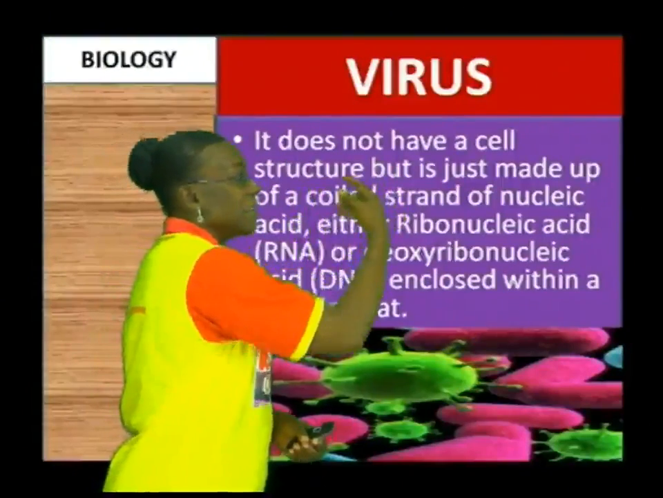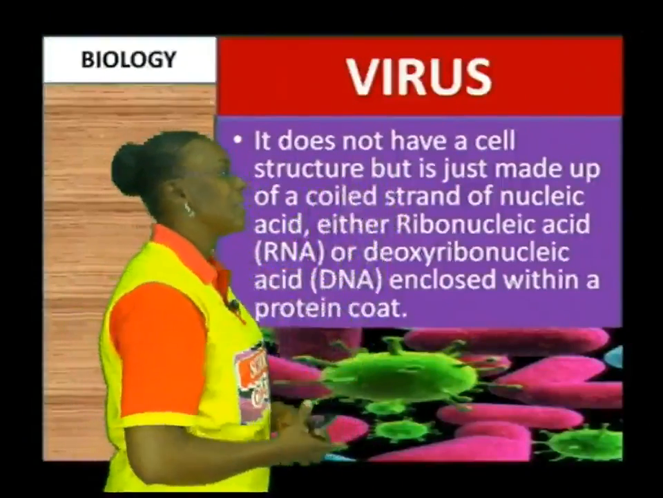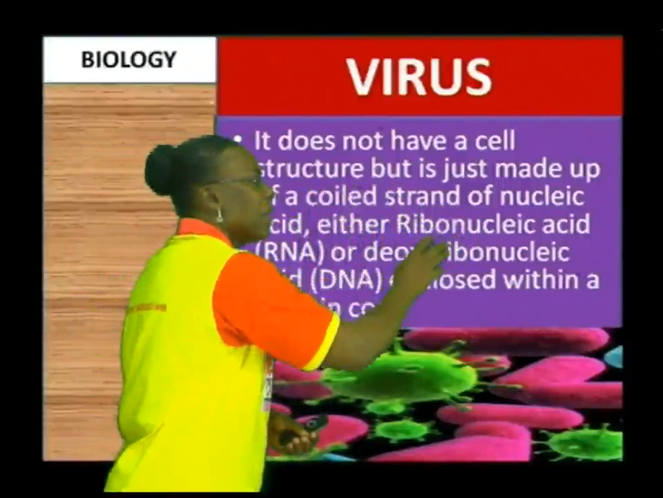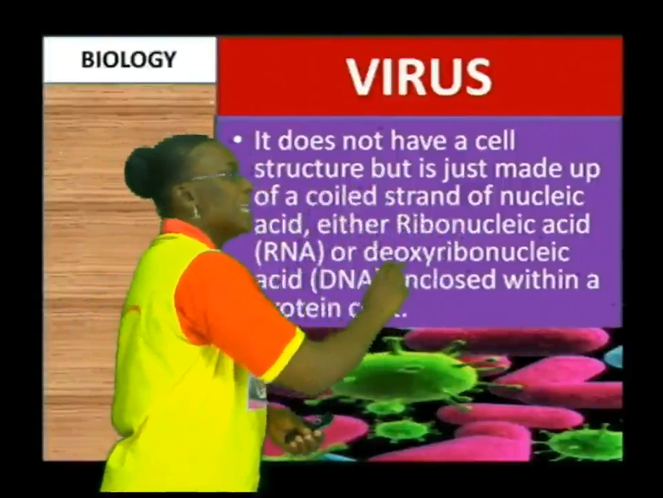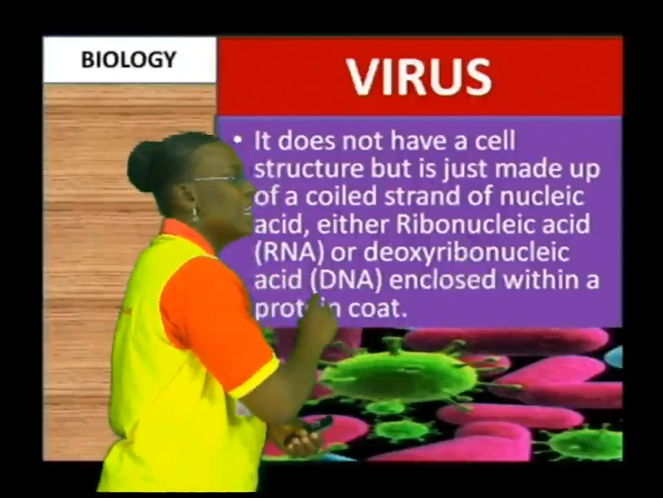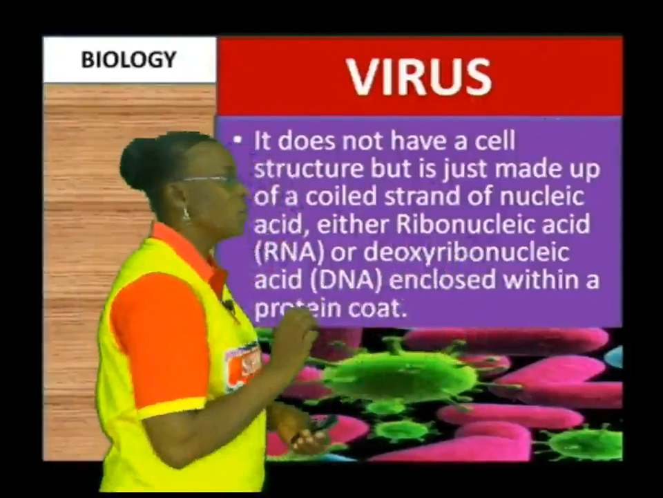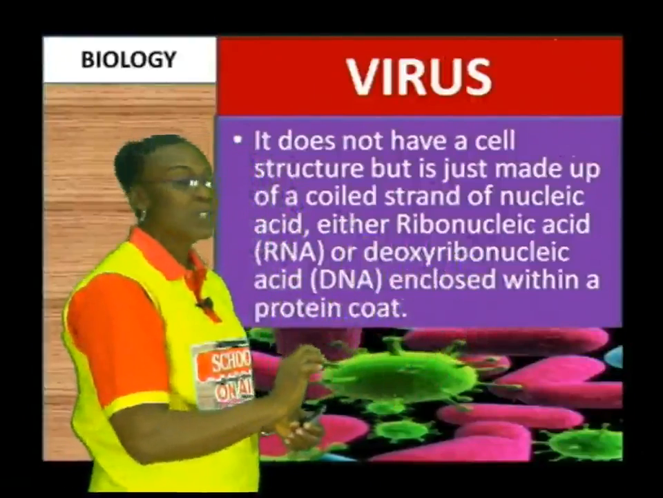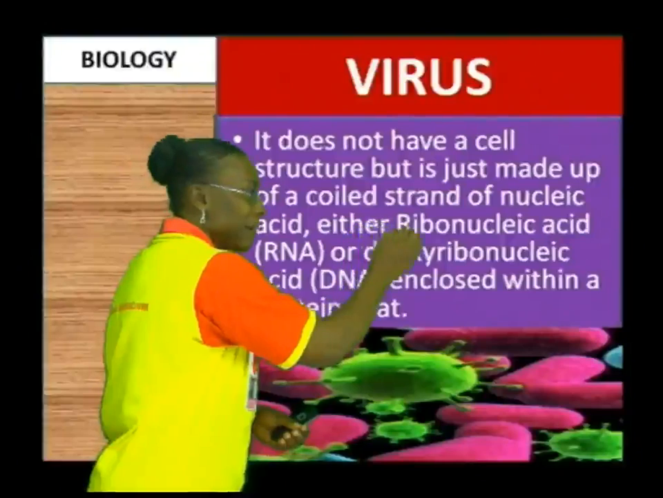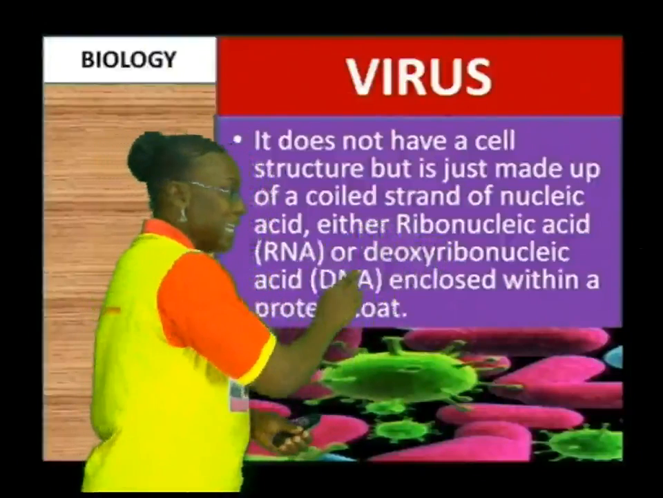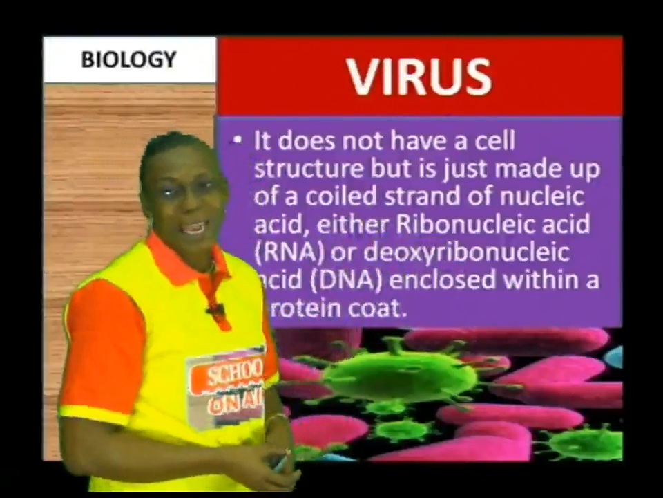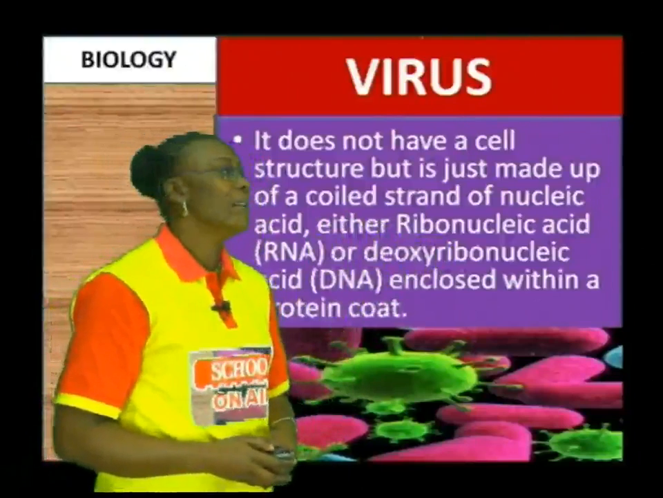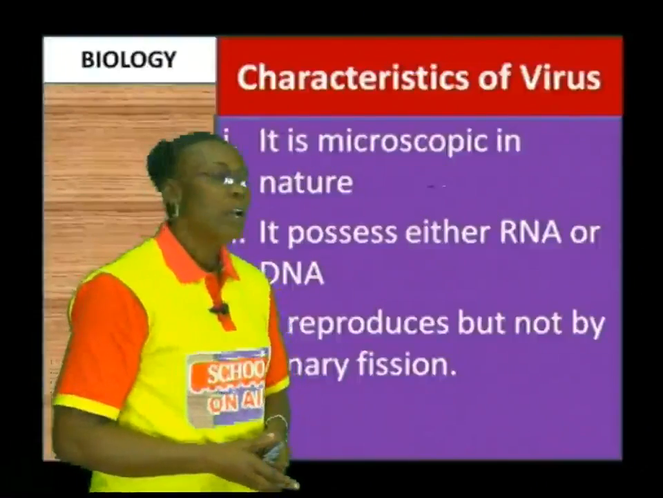A virus does not have a cell structure. It doesn't have a normal cell structure, but it is just made up of a coiled ribonucleic acid, RNA, or a deoxyribonucleic acid, DNA, enclosed within a protein coat. So a virus is just made up of a protein coat, and inside the protein coat there will be either an RNA, ribonucleic acid, or a DNA, deoxyribonucleic acid. That's just the structure of a virus, a protein coat and then an RNA or a DNA.